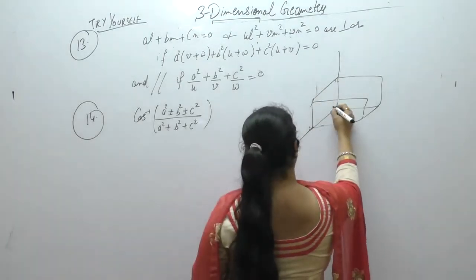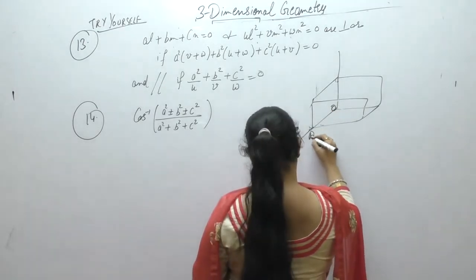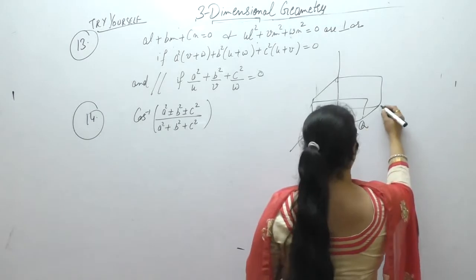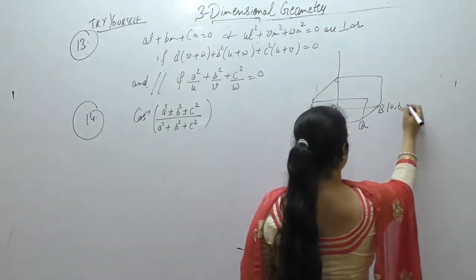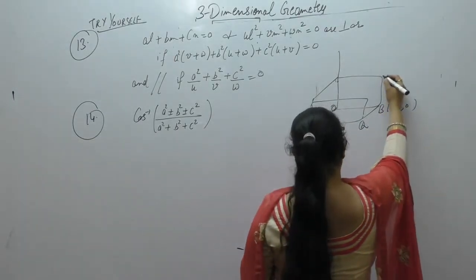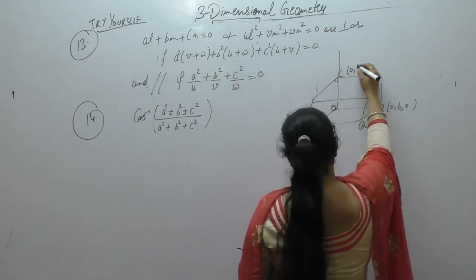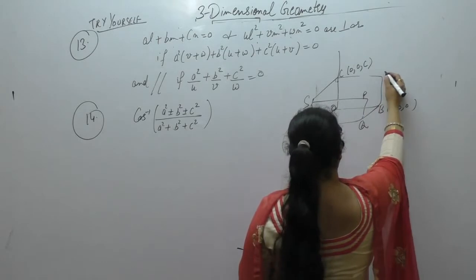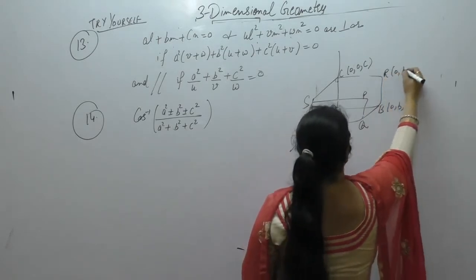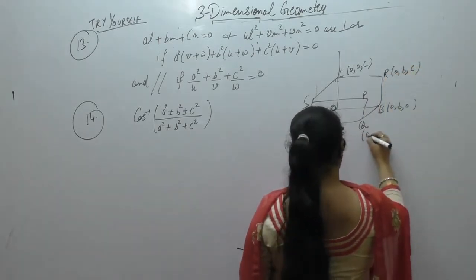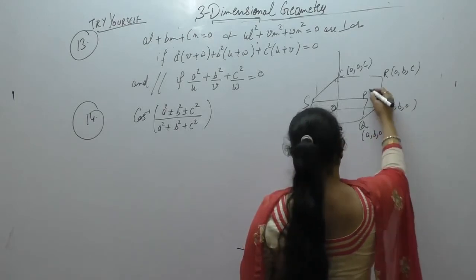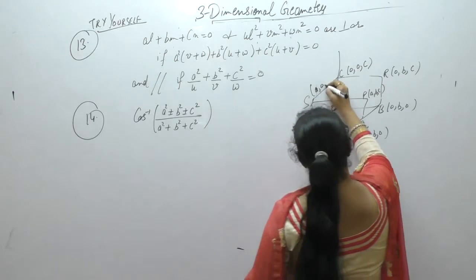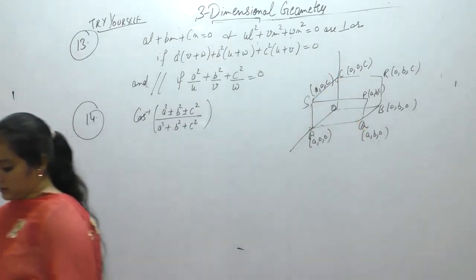Let O be the origin. A has coordinates (a, 0, 0), B is (0, b, 0) along the y-axis, and C is (0, 0, c) along the z-axis. These are points P, Q, R, S. R is (0, b, c), Q is (a, b, 0), P is (a, b, c) and S is (a, 0, c).